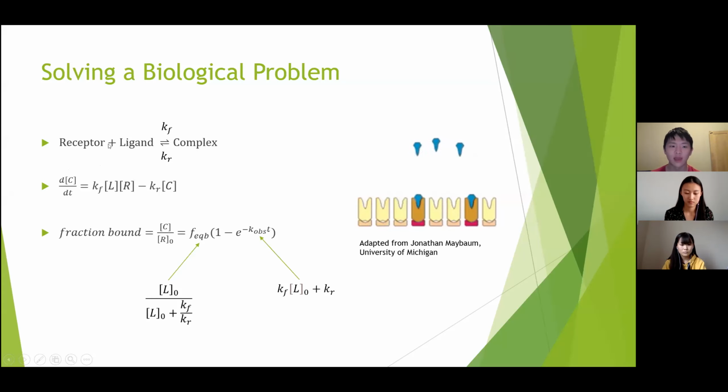So that's going to depend on the concentration of the ligand, because if you have more ligand, it's going to make the reaction go faster. It's also going to depend on the concentration of the receptor, because if you have more receptor, the reaction is also going to go faster. And lastly, it's going to depend on this rate constant.